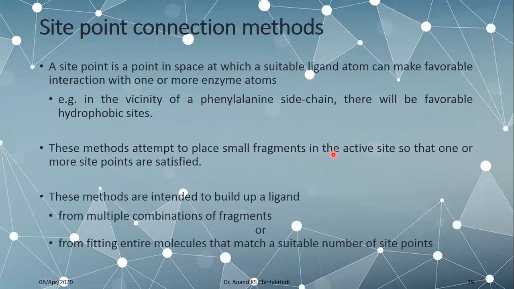What is a site point? It is a point in space at which a suitable ligand atom can make a favorable interaction with one or more enzyme atoms. For example, in the vicinity of a phenylalanine side chain, there will be a favorable hydrophobic site. If you have a serine side chain, you will have a hydrogen bond acceptor site. These methods attempt to place small fragments in the active site so that one or more site points are satisfied.